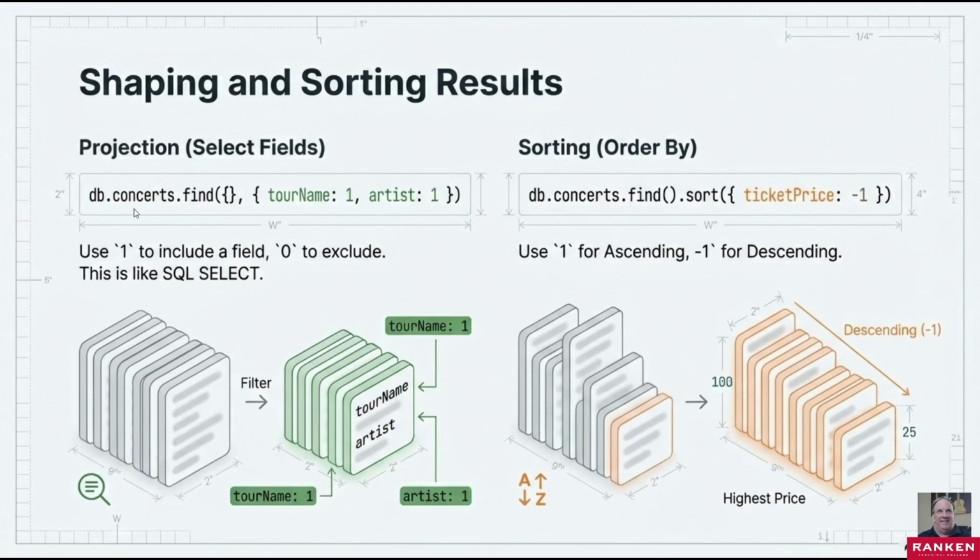So here, we're doing a find on basically everything, and then we're doing tour name. So we're going to use 1 to include the field, and 0 to exclude. So you can have it not always return everything, right? You can include certain things, exclude certain things, right? Sorting, you can do a sort order, use 1 for ascending or -1 for descending. Okay, so let me switch over to the other cluster and let's look at some of those.